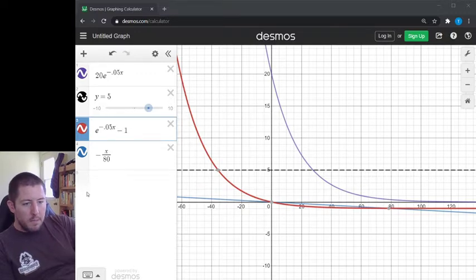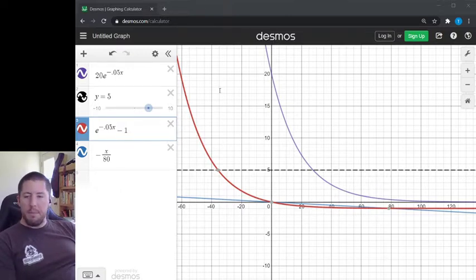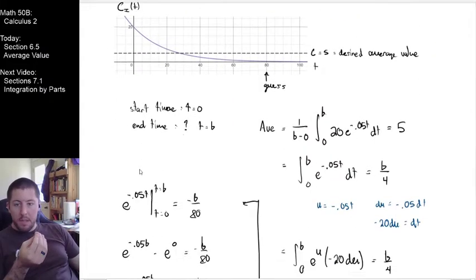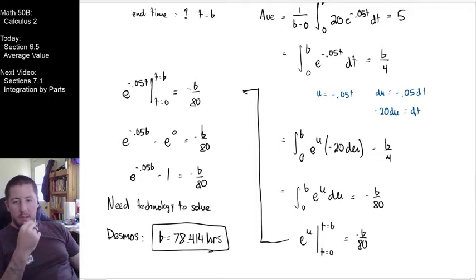So I'll just say here, Desmos says b equals 78.414 hours. So we did a good guess right there. But I can't see my 78 right there. All right. So again, this is about the craziest thing I think that can happen to you in your average value problems here, where rather than being asked to compute the average value, sorry, I keep doing that here. A lot of flipping back and forth today.